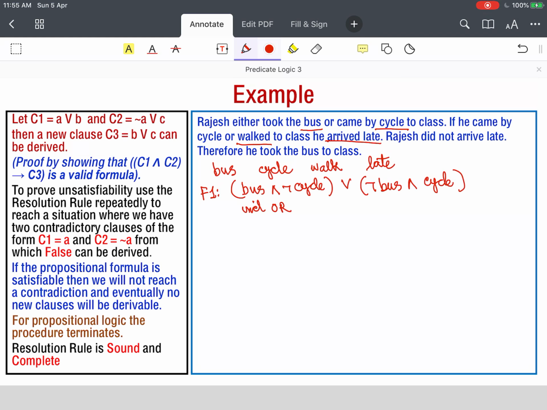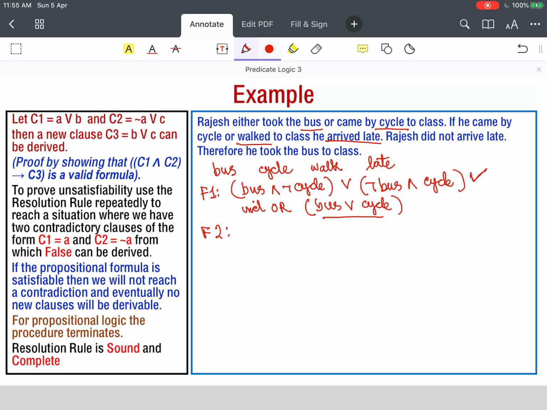The other alternative, which is not equivalent to this, is the inclusive or, where we could say he took the bus or cycle. Which in this case would mean that he could have taken either the bus or the cycle, or both the bus and the cycle. But here he cannot take both the bus and the cycle. So let us assume we have taken this one.